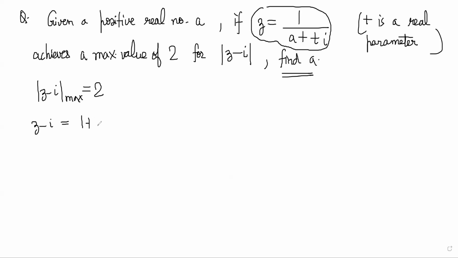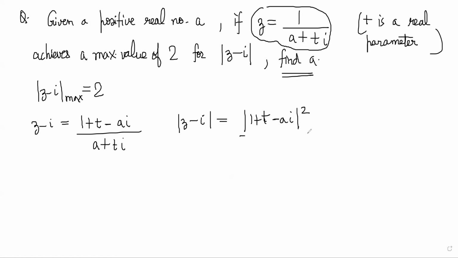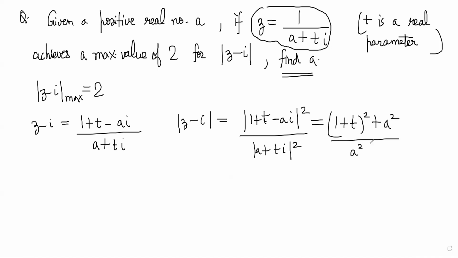Z minus i will come out to be (1 plus T minus Ai) by (A plus Ti), so mod of Z minus i whole square would be equal to mod of (1 plus T minus Ai) whole square by mod of (A plus Ti) whole square. That will be ((1 plus T) whole square plus A square) by (A square plus T square). I'm saying the square of the mod of Z minus i, not just simply mod.